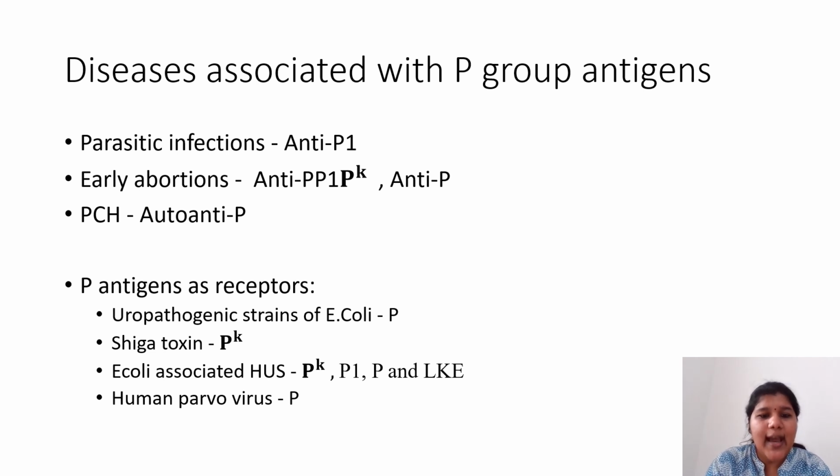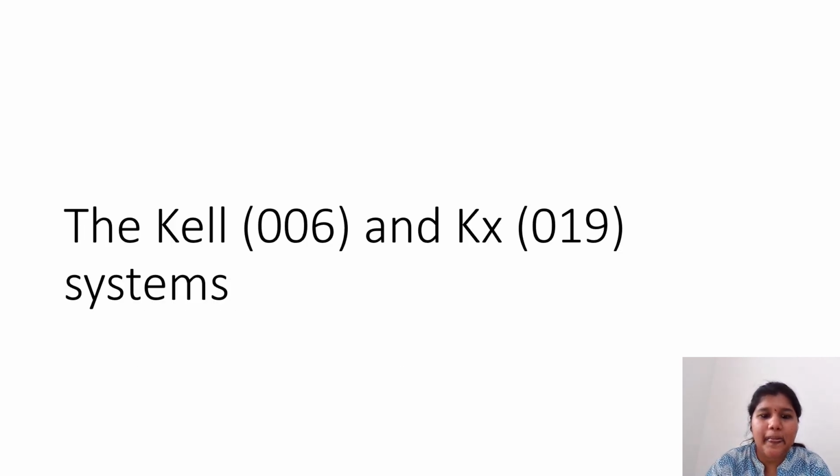Disease association: anti-P1 is associated with parasitic infections. Anti-PP1-PK is associated with early abortion. An autoantibody against P is seen in PCH. The P antigens act as receptors for uropathogenic strains of E. coli, Shiga toxin, E. coli associated hemolytic uremic syndrome, and human parvovirus.